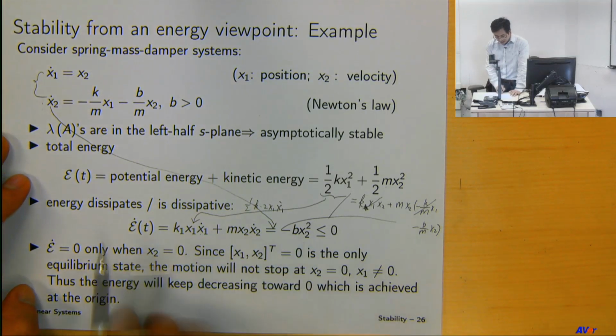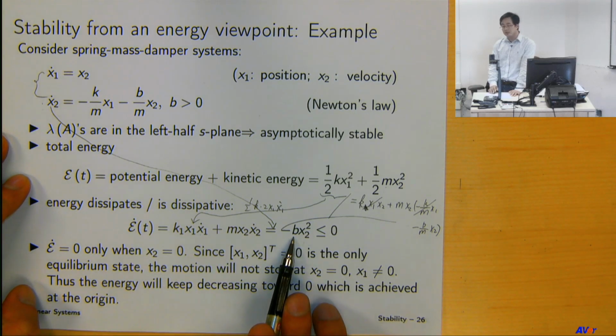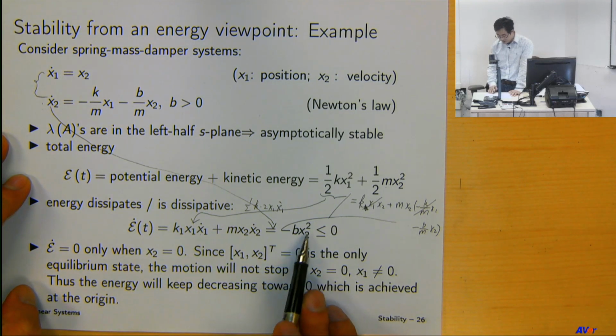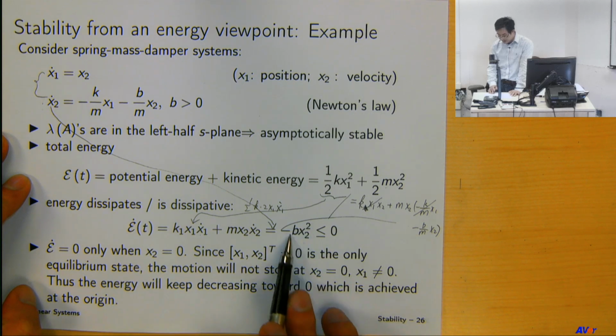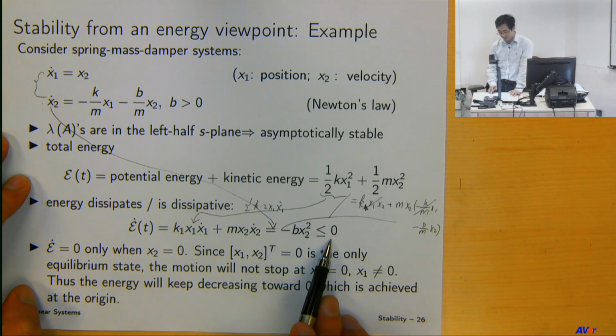So you can see this is the derivative of the energy. And because the damping coefficient is positive, and this is x2 squared, this is always positive or 0. So this whole term is going to be less than or equal to 0.